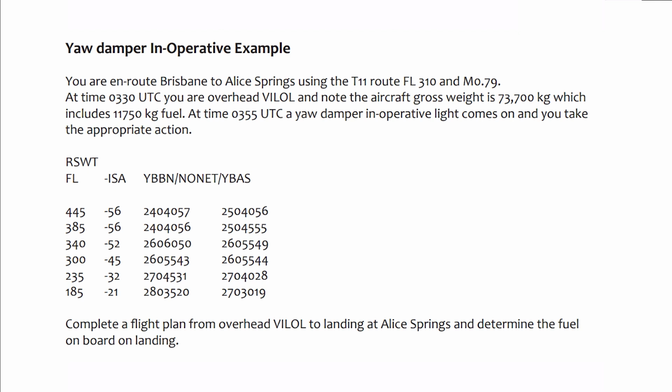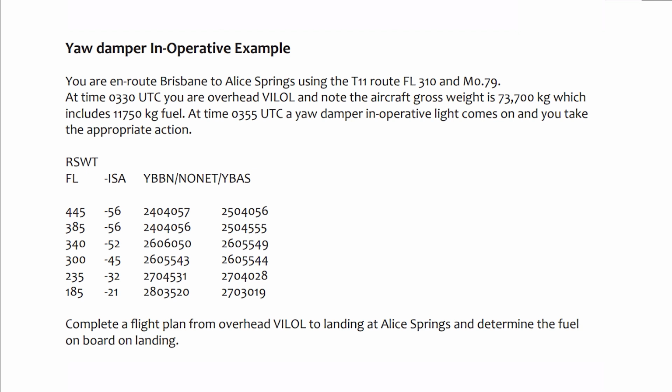So the question says we're en route from Brisbane to Alice Springs using Tango 11, flight level 310, Mach 0.79. At time 0330 UTC, we're overhead Villol. Note the aircraft gross weight is 73.7 tonne, which includes 11,750 kilos of fuel.